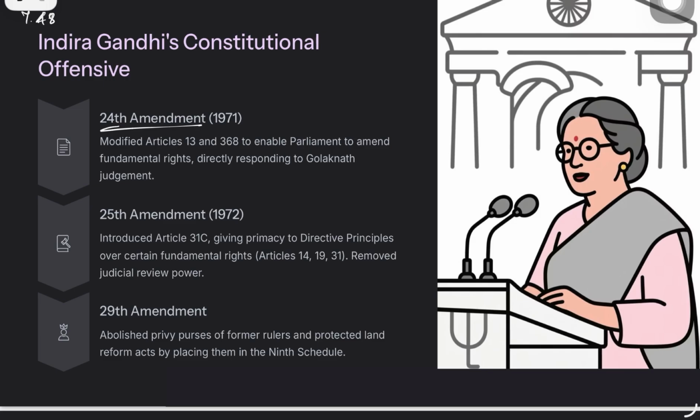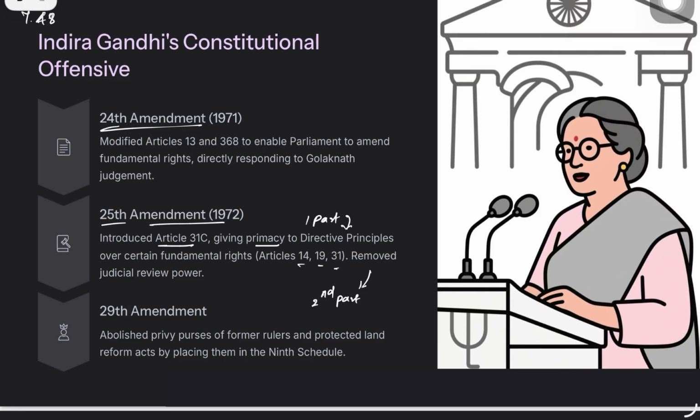Following this amendment, another amendment, the 25th Amendment Act 1972, was also rolled out. This later amendment introduced a new provision to the Constitution called Article 31C. This Article 31C has effect in two parts. The first part dealt with giving primacy to the directive principles of state policy over some of the fundamental rights, such as Article 14, that is right to equality, Article 19, that is freedom of speech and expression, and Article 31, right to property. And the second part took away the powers of judicial review from the judiciary.